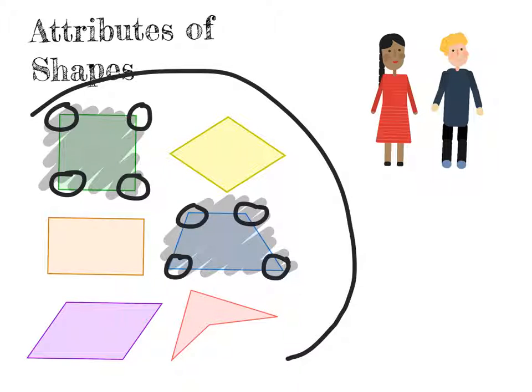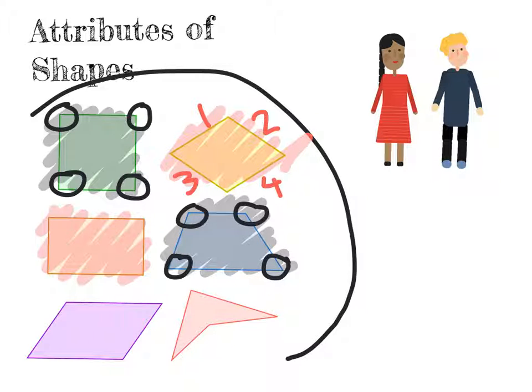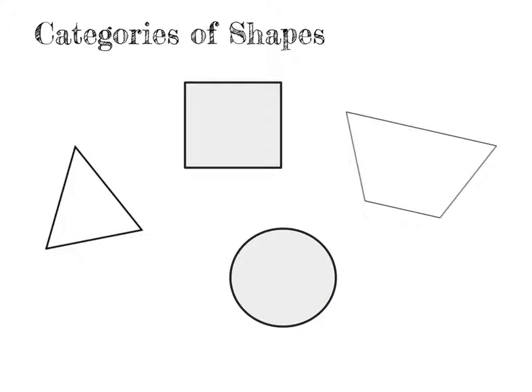Another thing that these shapes have in common is that they have 4 sides. Let's count them off. For example, 1, 2, 3, 4. And we can do another one. How about this one right here? 1, 2, 3, 4. So, both of those descriptions, having 4 sides and square corners, are attributes.